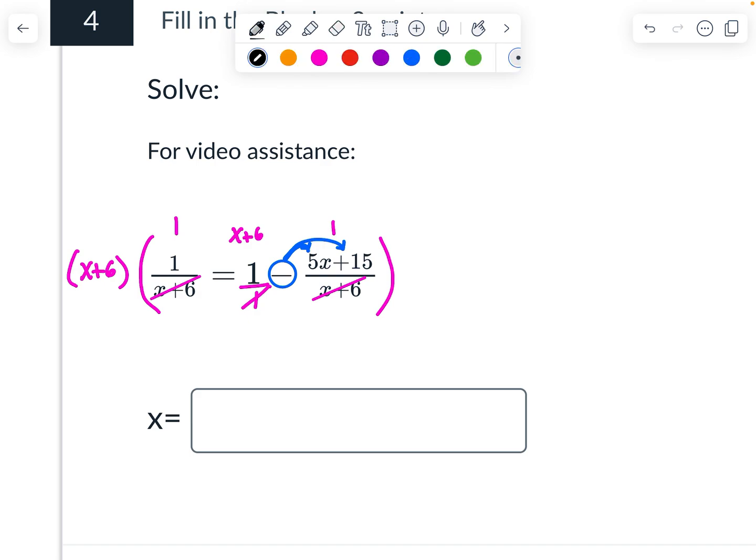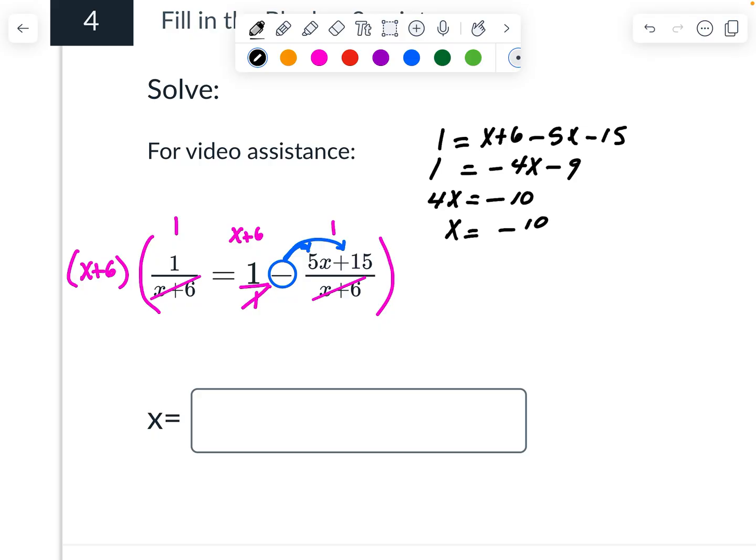All right, so then 1 times 1 is 1 equals x plus 6 times 1 is x plus 6, and negative 5x and negative 15. So there's my problem with no fractions. Combine like terms, 1, negative 4, minus 9. Whoops, that 4 needs an x. Don't like the way I did that. Let me clean that up. Negative 4x minus 9. Move the 4x over to make it positive. Move the 1 over. That gives you negative 10. That gives you x is negative 10/4, which reduces to x is negative 5/2.